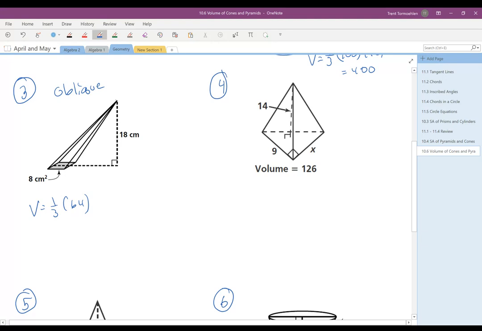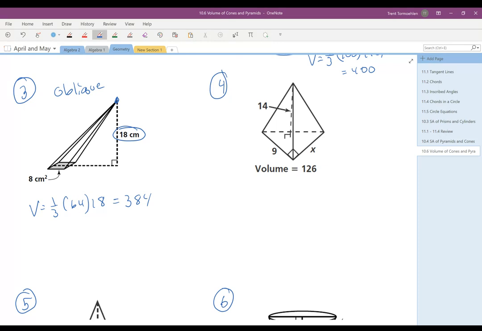As long as you know the distance from this point to the plane the base is on, which is what this is telling us, we can just apply the formula directly. 1/3 times 64 times 18, which turns out to be 384. So it's a very straightforward, easy way. Don't get caught up in the fact that it's leaning over, it does actually turn out to be exactly the same as if it was right above it, just for volume.